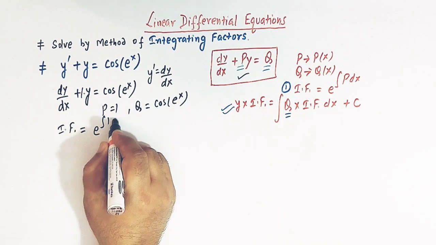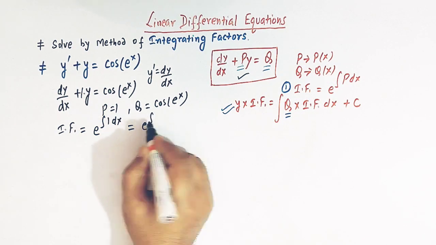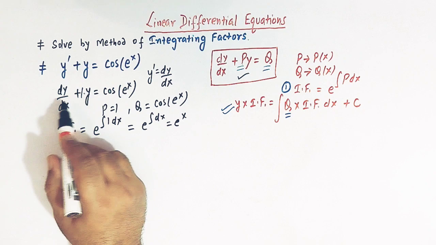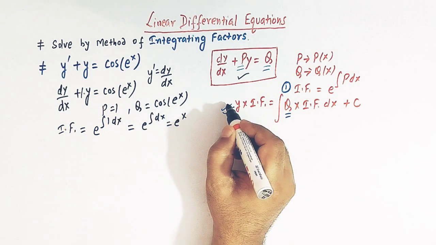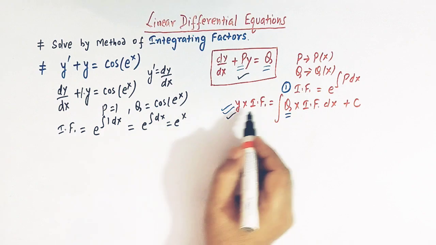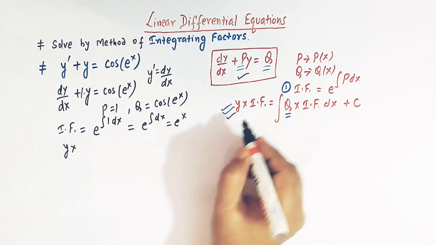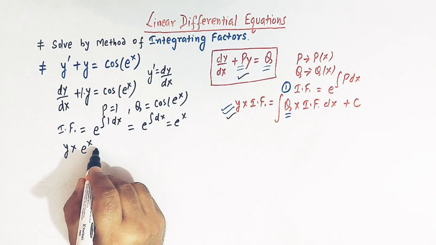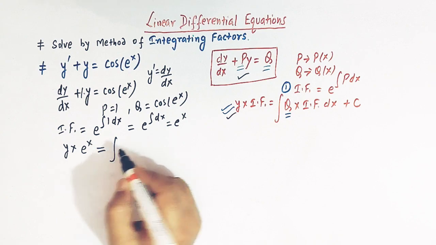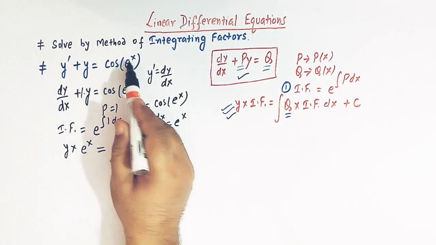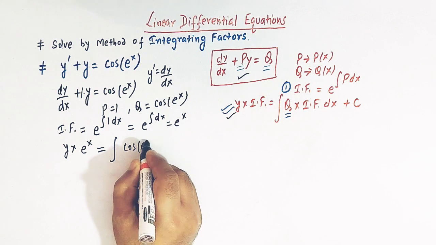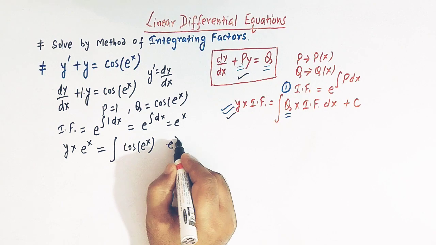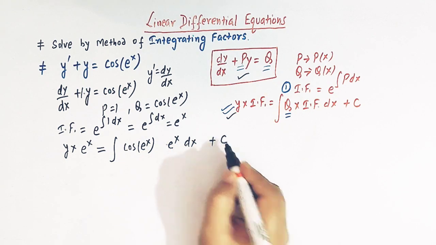So p is 1, so here we have integral dx. So this is simply x, so the integrating factor is e raised to x, right? Now the solution of this differential equation is given by this expression. So we have y times the integrating factor, which is e raised to x, equal to the integral of q, which is cos e raised to x, times the integrating factor e raised to x, dx plus c, right?